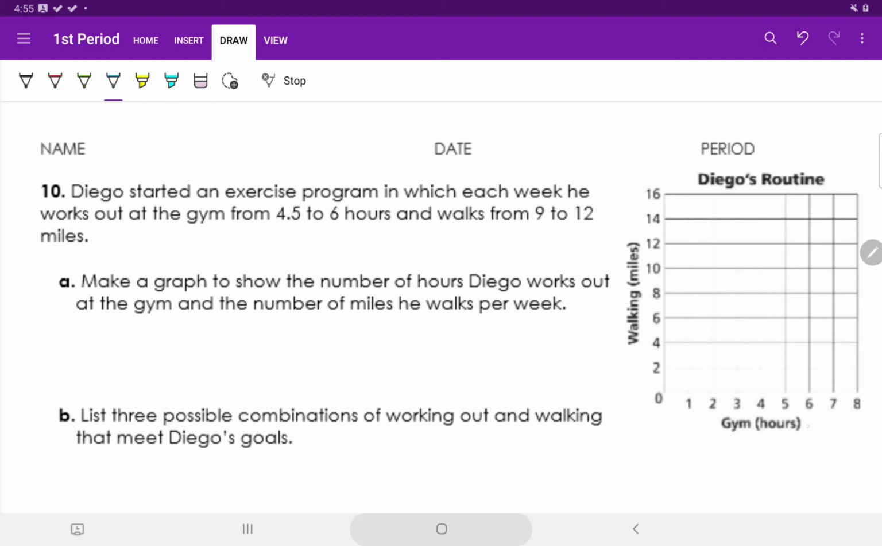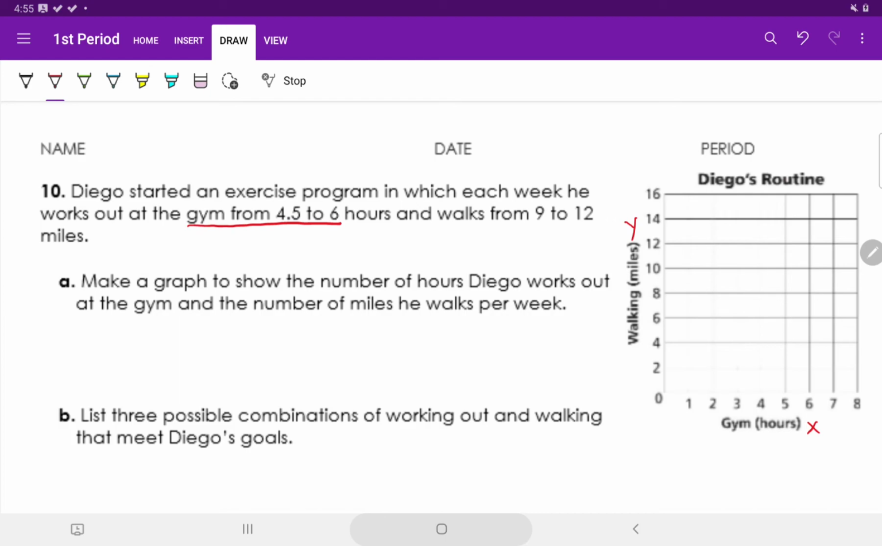So we can think of his gym hours as X and his walking miles as Y. That will help us while we're writing our inequalities. So we need to start by actually writing inequalities to represent the information we're given. He works out at the gym from 4.5 to 6 hours.